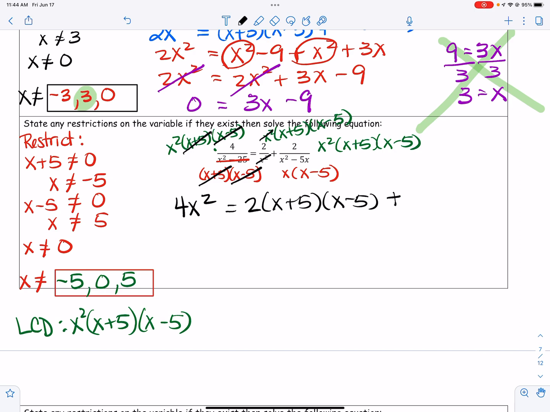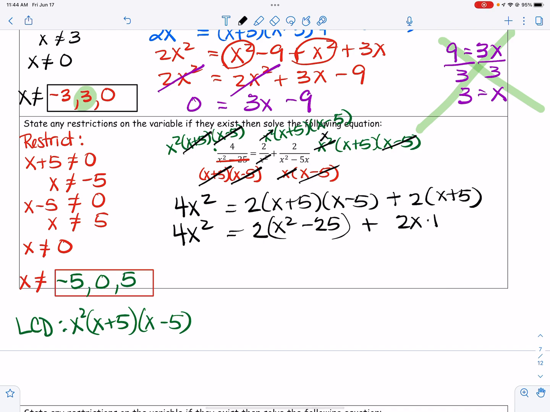Plus the x cancels 1x, and the x minus 5 cancels the other. So I have 2 times x plus 5. Clean it up. This is going to FOIL to x squared minus 25, which I'm then going to have to multiply by 2. And this becomes 2x plus 10. So 2x squared minus 50 plus 2x plus 10.